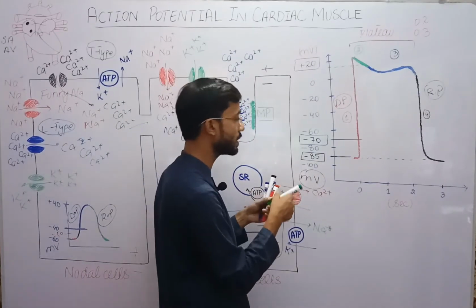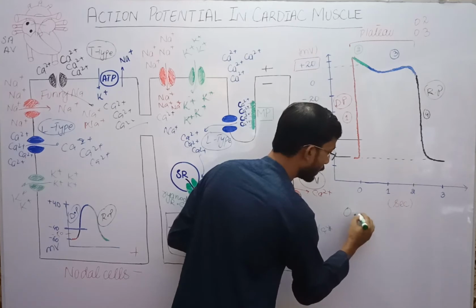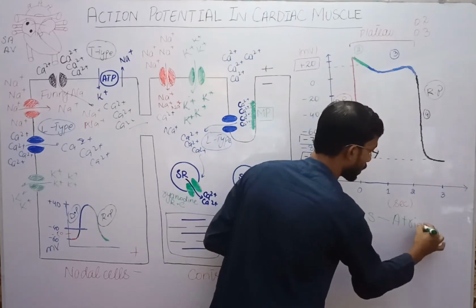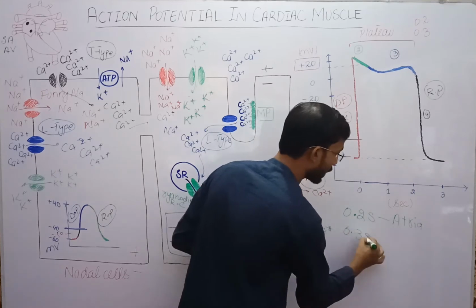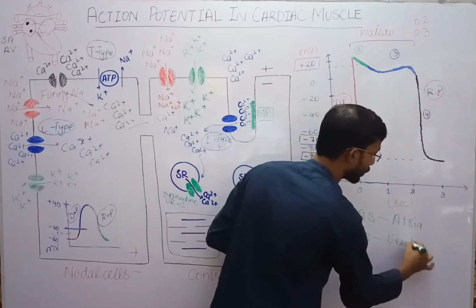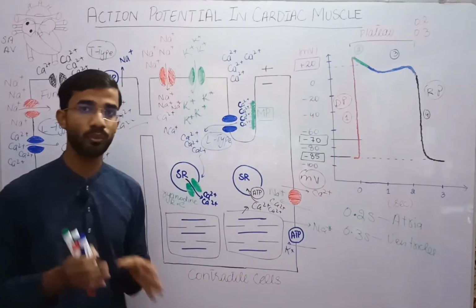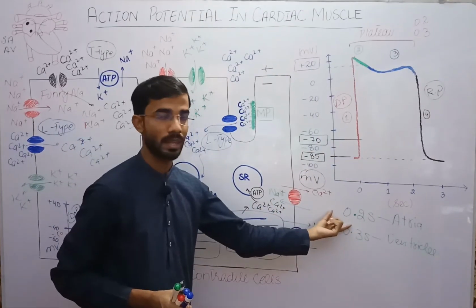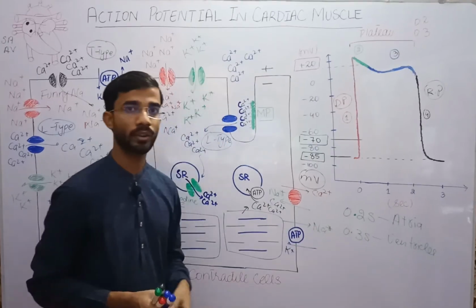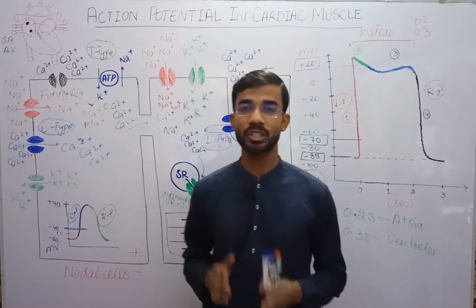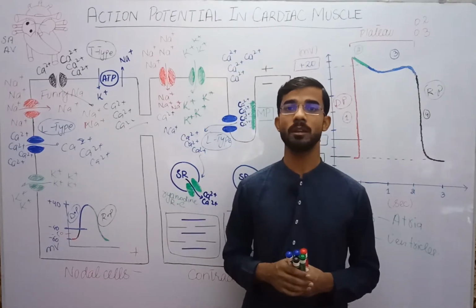The plateau actually remains 0.2 second for atria and 0.3 second for ventricles. It means atria contract for a short duration and ventricles contract for a long duration. So this is all about the action potential in the cardiac muscle.